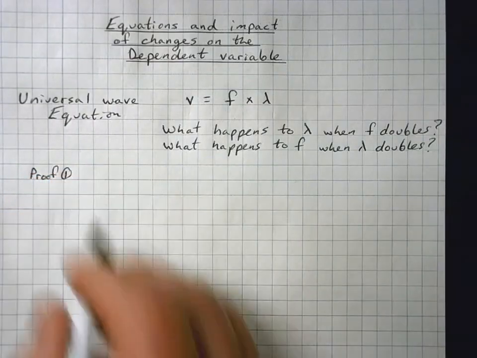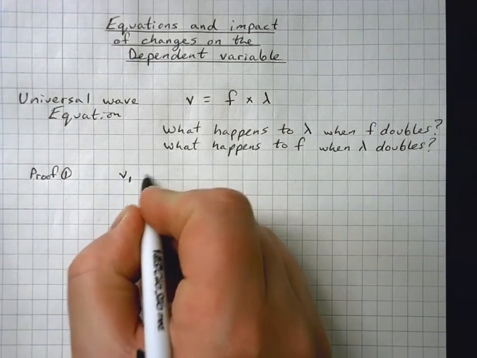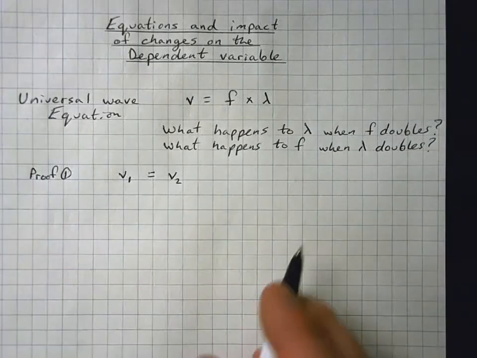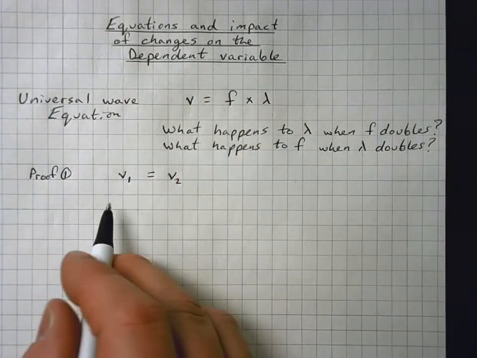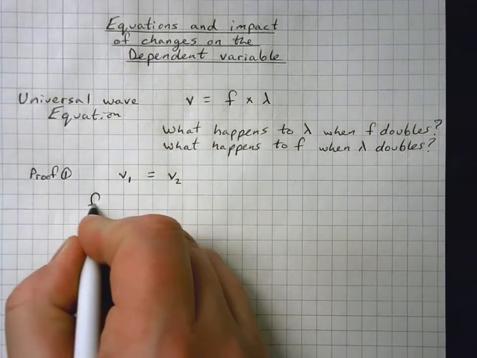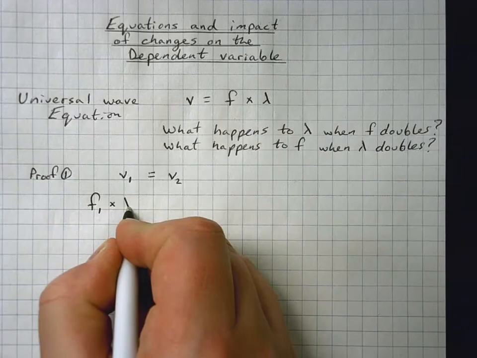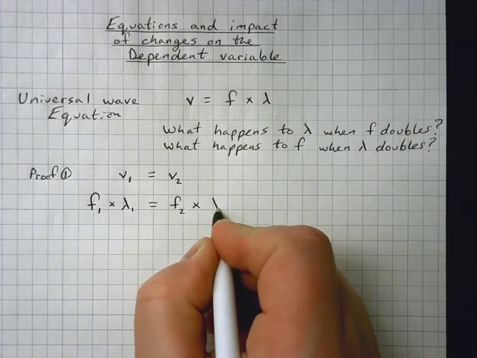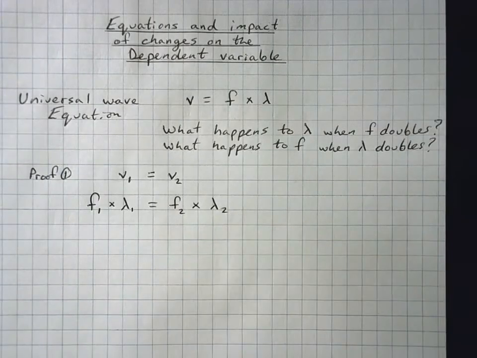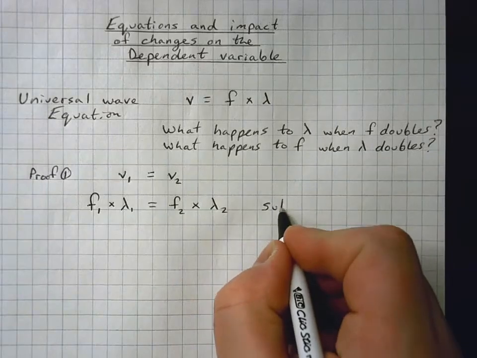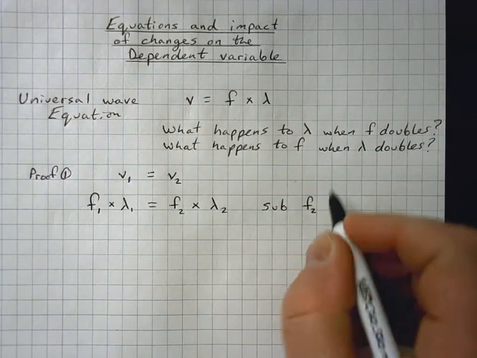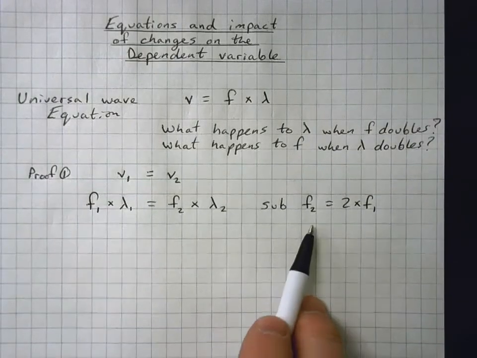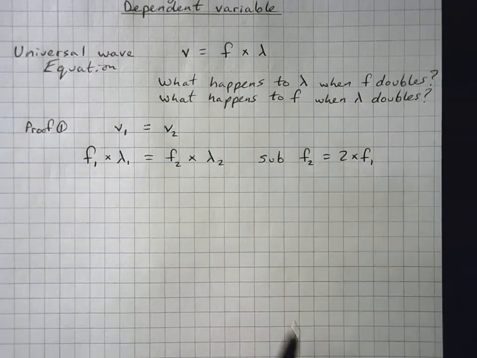So proof 1, we are going to say that V1 is equal to V2. And using the principles that we have above, subbing in the universal wave equation, F1 times lambda 1 is equal to F2 times lambda 2, making the substitution. Well, we also have something else that we know. Sub F2 is equal to 2 times F1 in the equation. So we're going to make the substitution that F2 is 2 times F1.